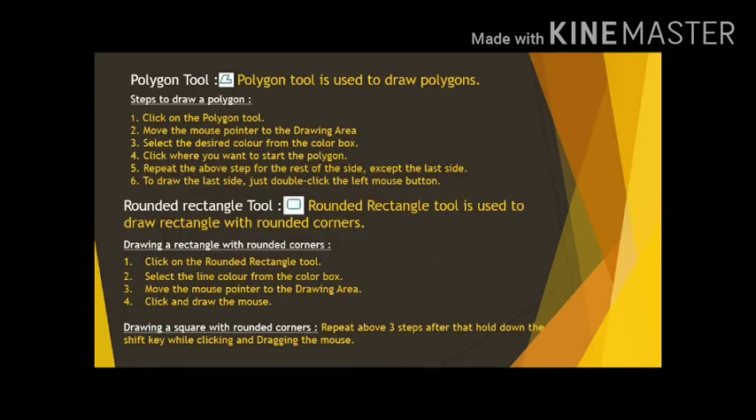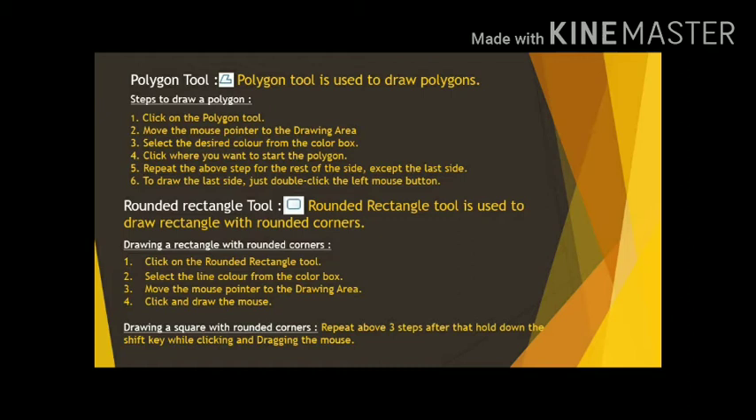Polygon tool. Polygon tool is used to draw polygons. The steps to draw a polygon are: first, click on the polygon tool. Second, move the mouse pointer to the drawing area. Third, select the desired color from the color box. Fourth, click where you want to start the polygon. Fifth, repeat the above step for the rest of the sides except the last side. Sixth, to draw the last side, just double click the left mouse button.